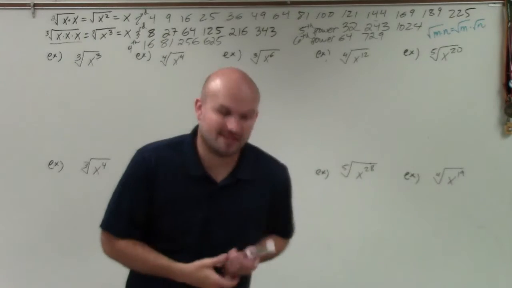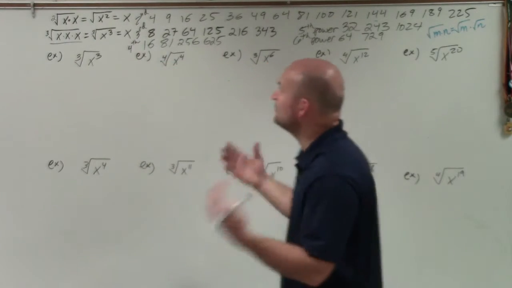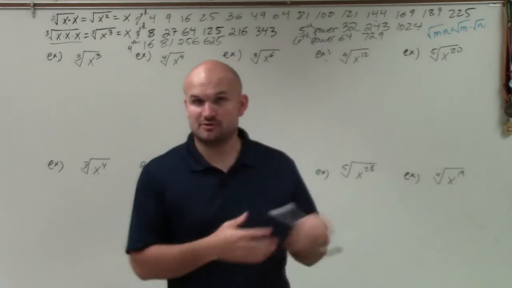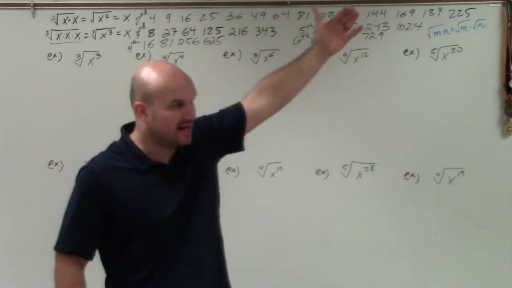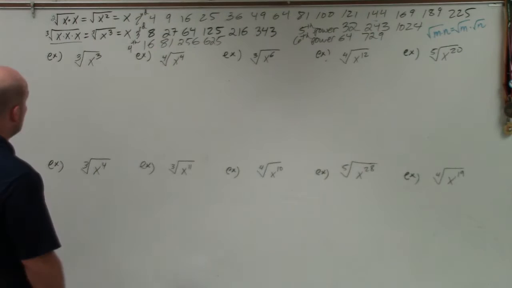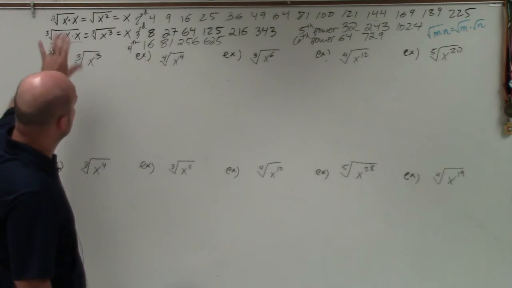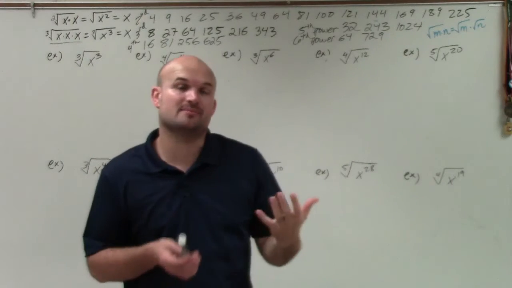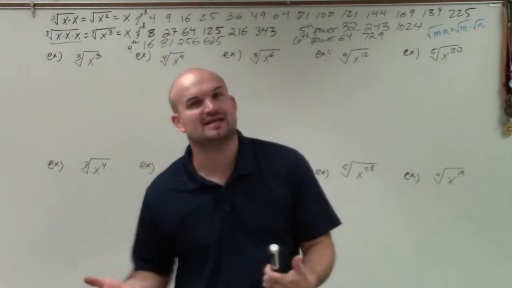Welcome, ladies and gentlemen. What I'd like to do is show you how to simplify an algebraic expression raised to a higher power. So we're basically going from the cube root on up. The main important thing here is that we can use prime factorization, which means writing the number as a product of its primes, but also understand the identity element.